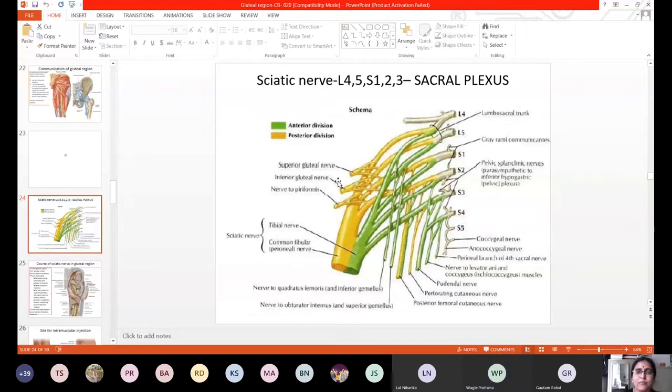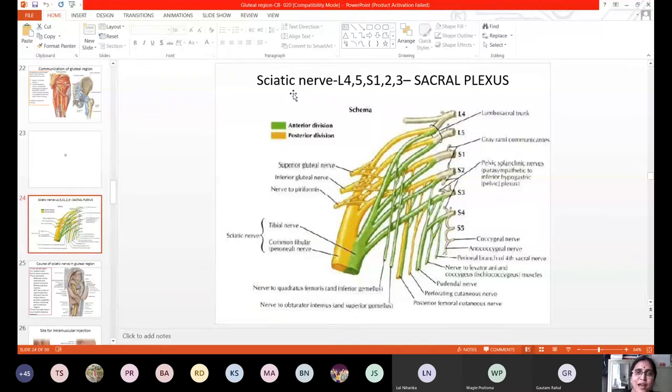The lumbar plexus, which gives nerve branches to the lower limb, and the brachial plexus, which gives branches to the upper limb, are both derived from the union of the ventral rami of spinal nerves. No dorsal ramus, only ventral rami of spinal nerves. Remember this, this is the fundamental concept.